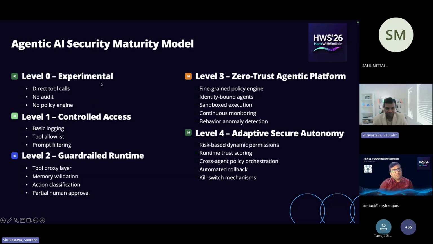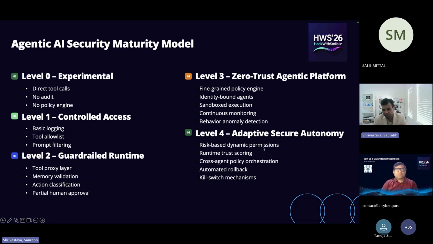Level 0 is the experimental layer, where you have direct tool calling, no audit, no policy engine. When you are auditing any agentic AI tool, you need to map what level of maturity it is: level 0, level 1, level 2, level 3, or level 4. If you are auditing some system at level 2, it means they have the tool proxy layer, memory validation, action qualification, and partial human approval. But if they want to come to level 4, there is a gap. The gap is they don't have risk-based dynamic permission.